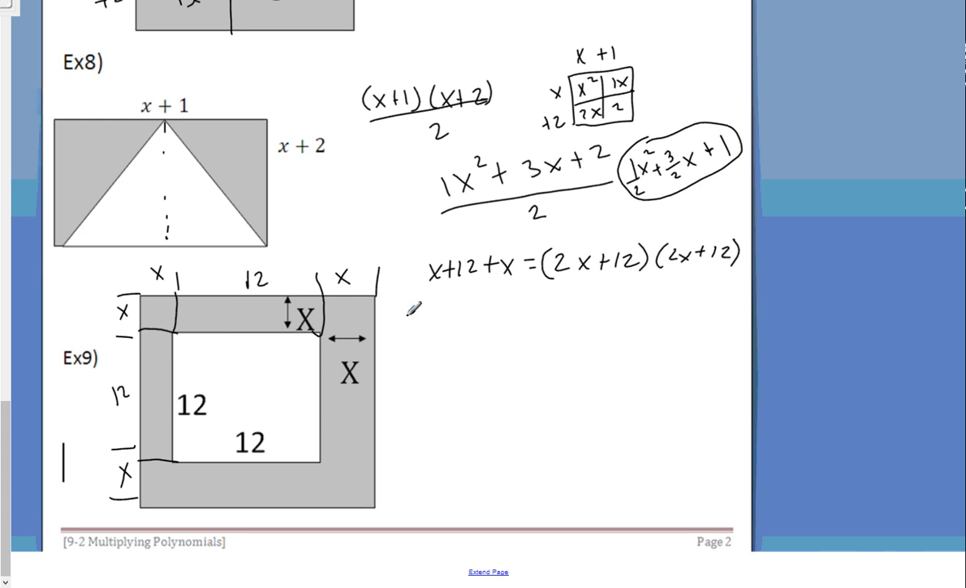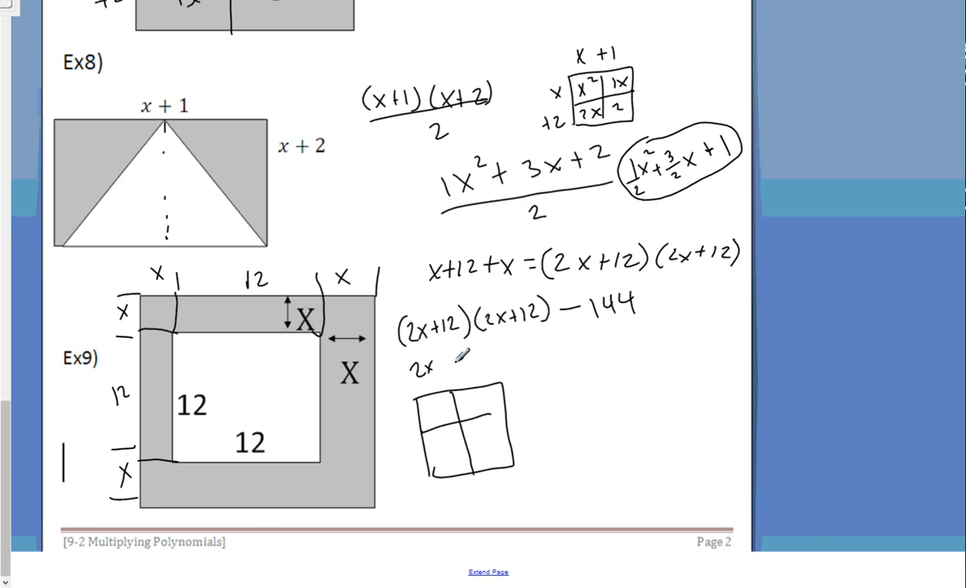So in actuality, the equation that I'm going to use to solve this is 2x plus 12 times 2x plus 12 minus what? Well, minus the white region, which is 12 by 12, which is 144. Does that make sense? Find the area of the whole thing and subtract the middle. All right, so I need to multiply this out, don't I? Which means I have to make a Punnett square. So let's do that.